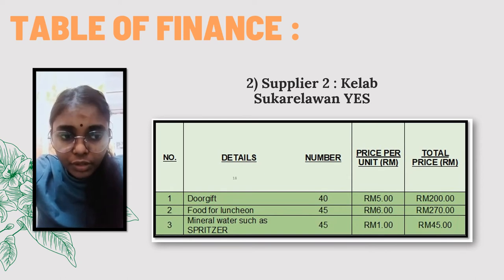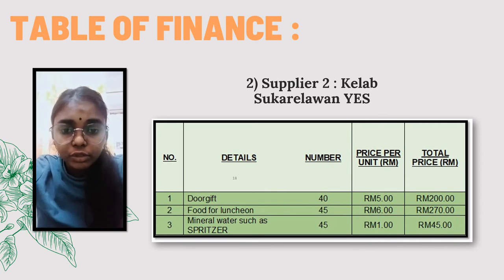They prefer door gifts for 40 members, price per unit RM5, total price 200. Secondly, food for lunch is 45 numbers, price per unit 5 ringgit, and 270 ringgit total price. Thirdly, mineral water such as Preciser, 45 numbers, price per unit 1 ringgit, total price 45 ringgit.